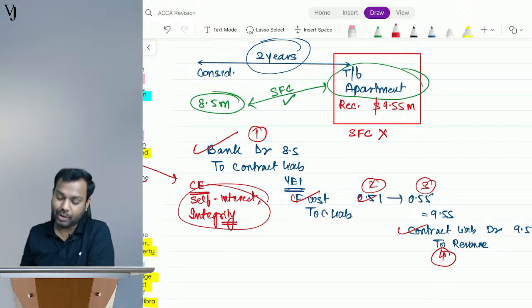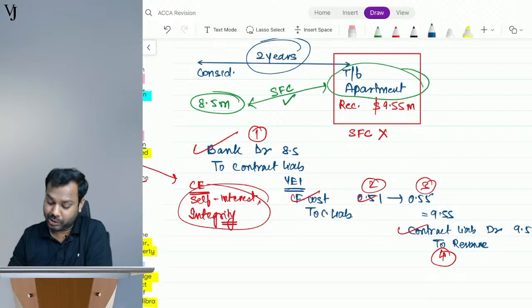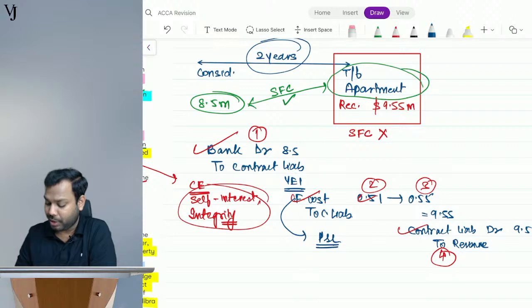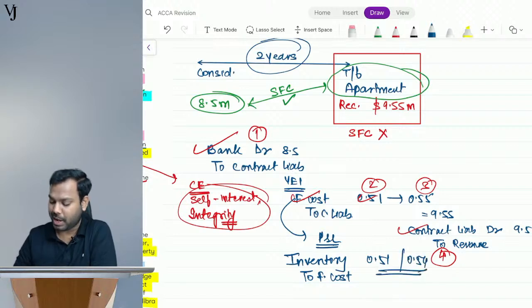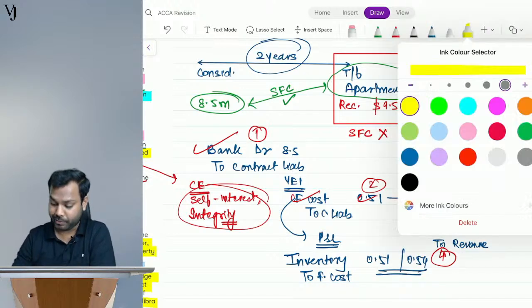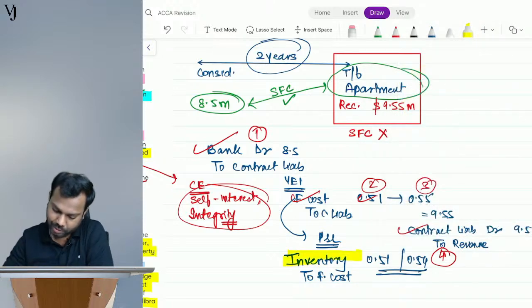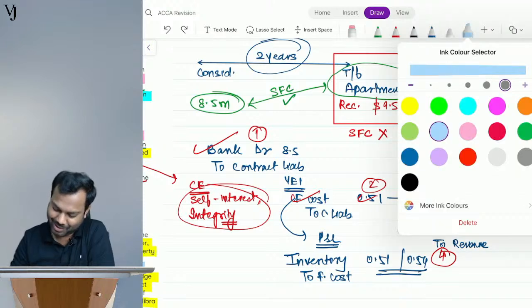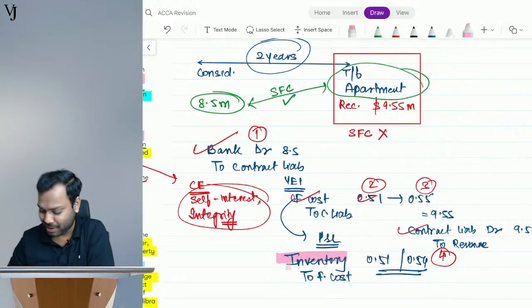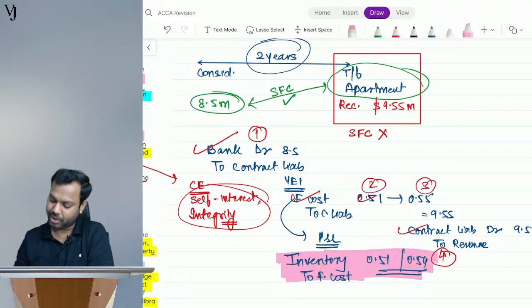Yes, Ayush. Wonderful answer. So this finance cost, ideally we transfer this finance cost to what? P&L. So what you have to write here is inventory to finance cost. Transfer this finance cost to inventory, 0.51 and 0.54. Wonderful answer, Ayush. Really impressed. But I believe we have solved this question in our live class also, right? So based on that also, no worries. But still, if you remember that, it's a good part.